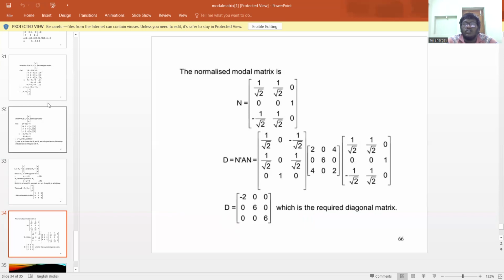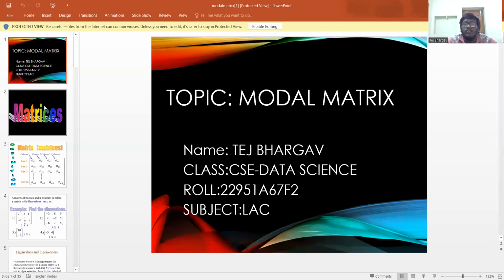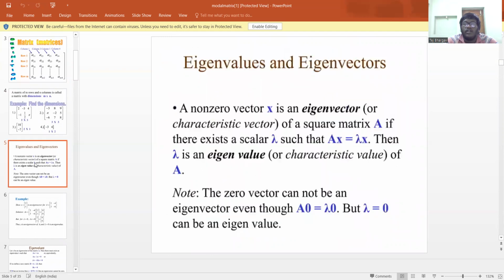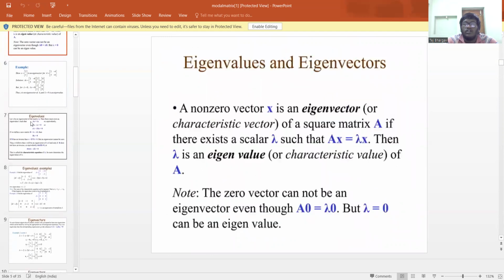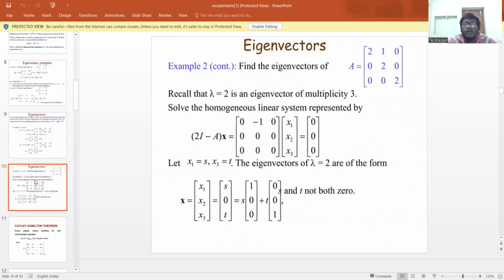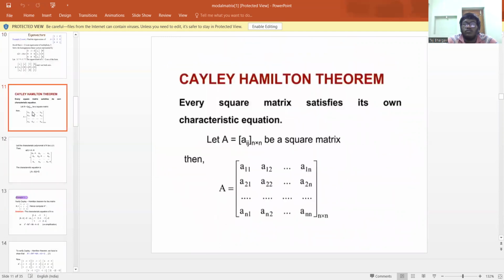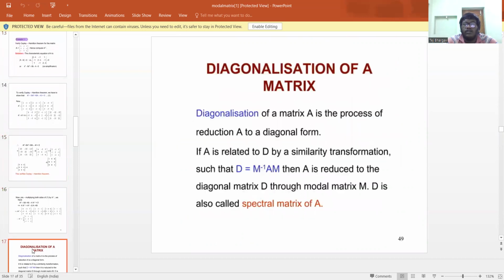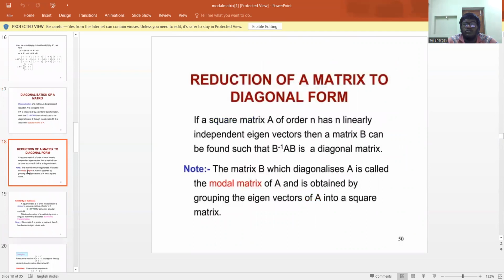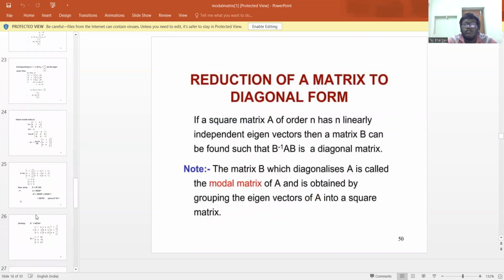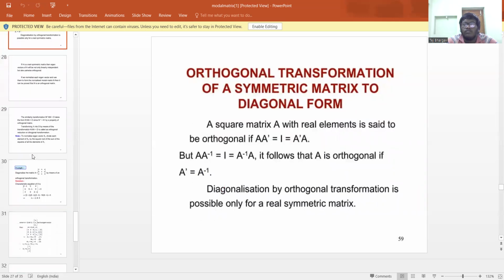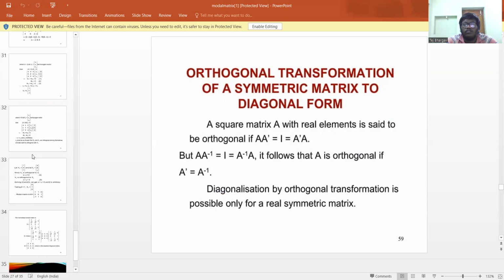So far, whatever we discussed includes the model matrix, the definition of a matrix, examples of matrices, eigenvalues and eigenvectors with examples, and Cayley-Hamilton, which is most important: every square matrix satisfies its own characteristic equation. After that, the model matrix and diagonalization of a matrix, and reduction of a matrix to diagonal form. We looked into examples and the orthogonal transformation of a symmetric matrix to diagonal form. So far, that is everything we have discussed.